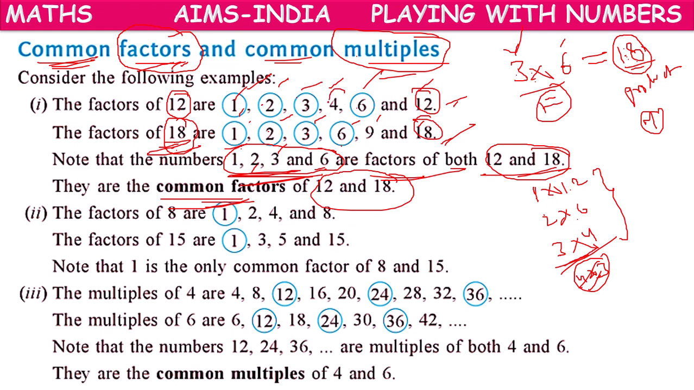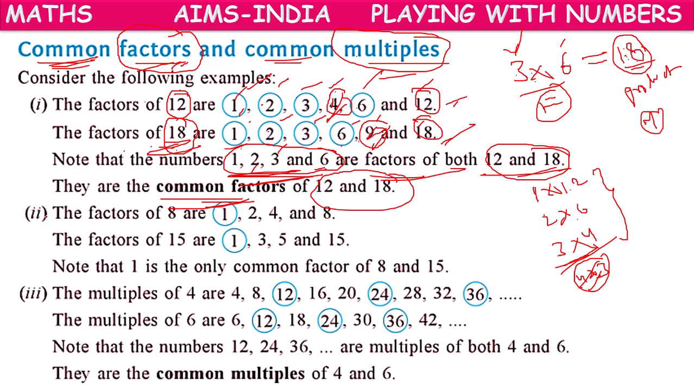But here 4 is not a common factor. Why? Because 4 is present in the factors of 12 but not in the factors of 18. And one more thing, 9 is present in the factors of 18 but not present in the factors of 12. Like that, numbers we should not consider. Only those which are available in both the factors are considered common factors.